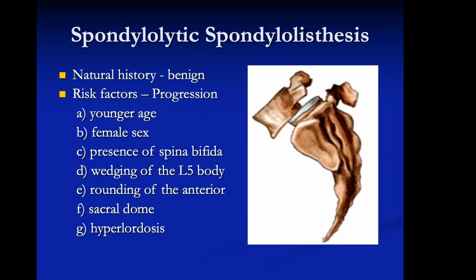Risk factors of progression are basically all those dysplastic features which I spoke about, that is wedging of the L5 body, rounding of the sacral dome, hyperlordosis, and also considerations like if the listhesis is detected at a younger age. If a patient starts complaining at 15 to 20 years of age, when it's already grade 1, you can expect over a period of time, in the next 5-10 years, it might move on to grade 3. But mostly these patients come to us when they are in their 3rd or 4th decade.